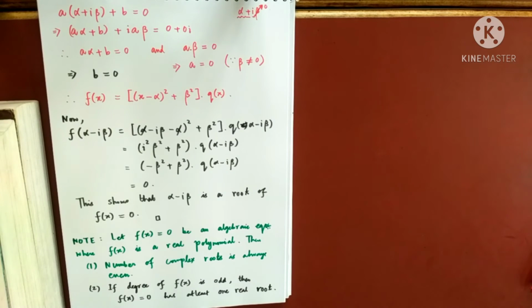So this is a very interesting thing. If the degree of f(x) is odd, then f(x) = 0 has at least one real root. But if the degree of f(x) is even, then f(x) = 0 may not have real roots, because if all the roots are complex, then it may not have a real root. Okay. So let me do a few questions based on this theorem. Let's go to the questions now.